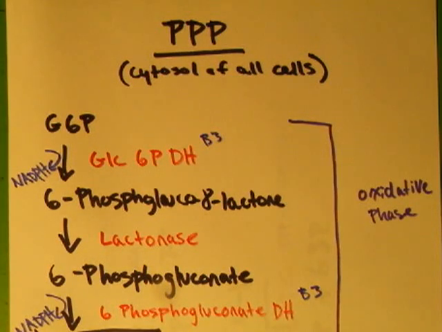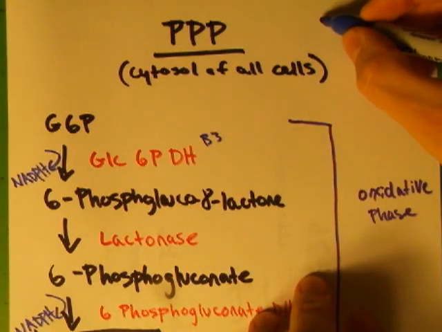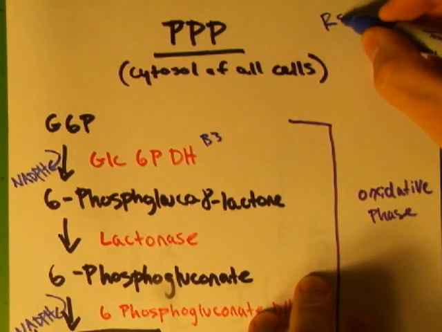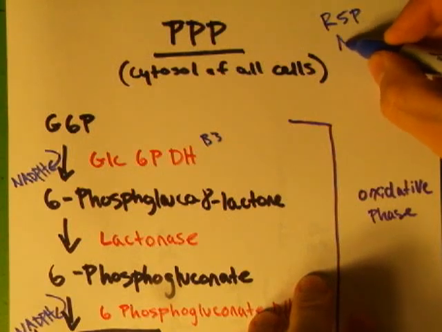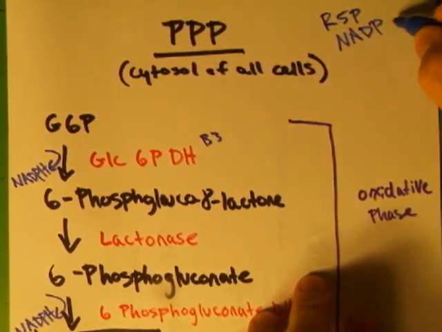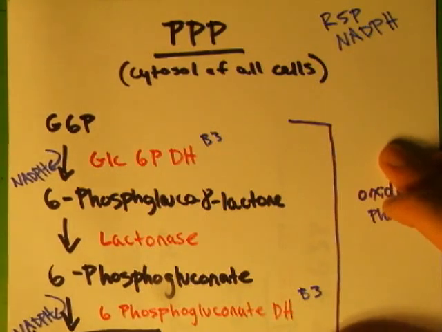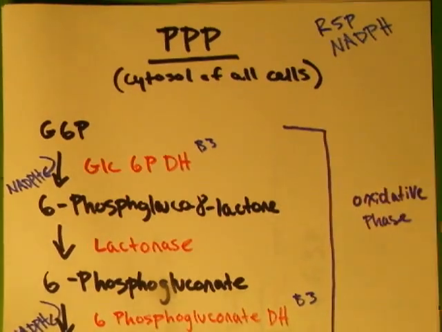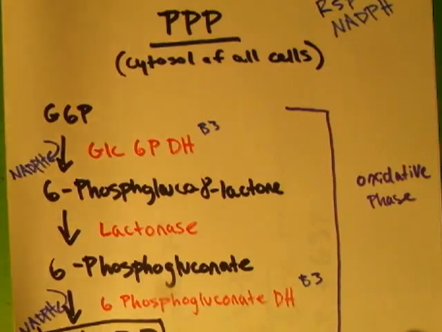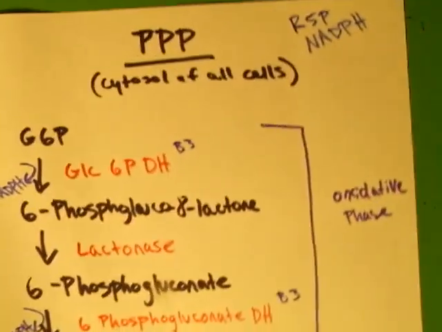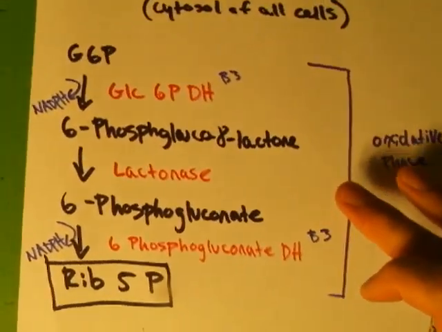Pentose phosphate pathway. Happens in the cytosol of all cells. Its purpose is to make ribose 5-phosphate and NADPH. It's a pretty simple, shorter unit. I would recommend from the beginning just writing out this pathway over and over again.